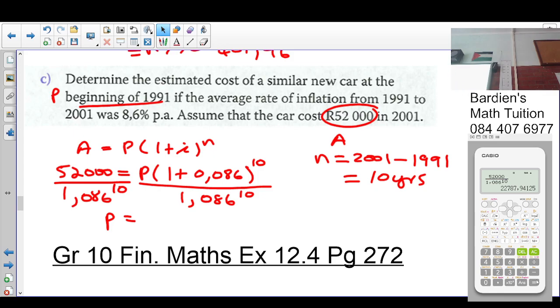So it'll give you 22,787. Okay, you guys understand?